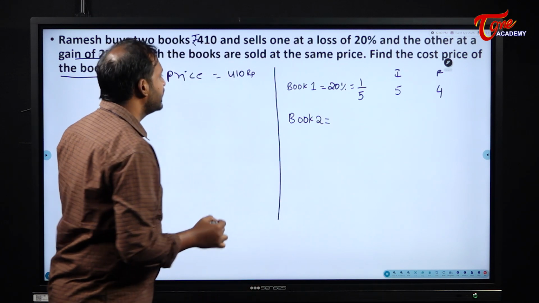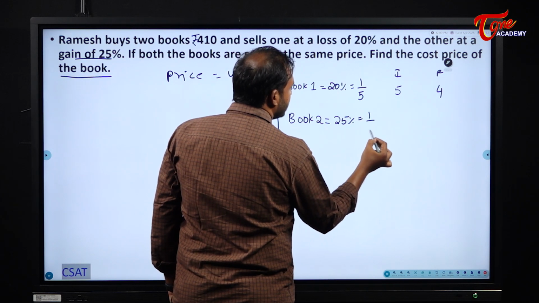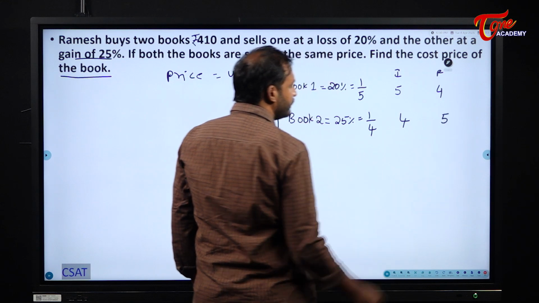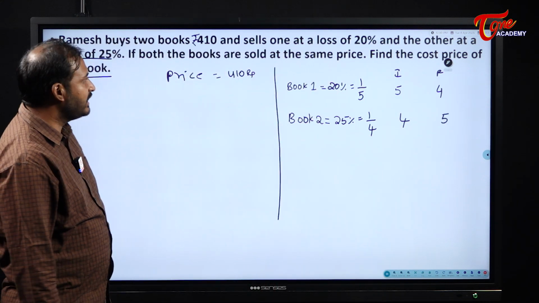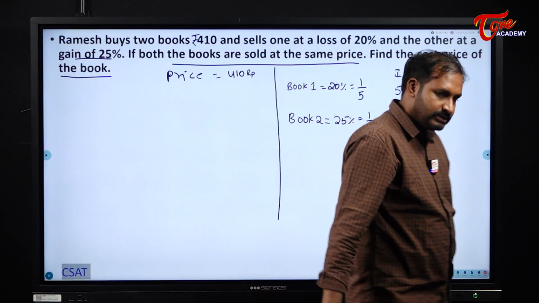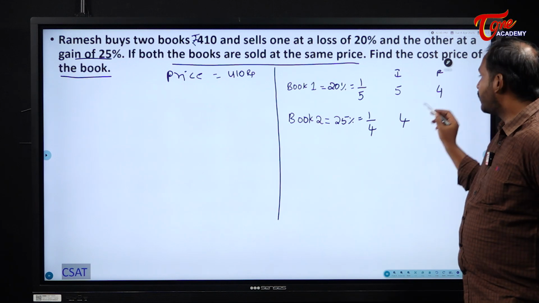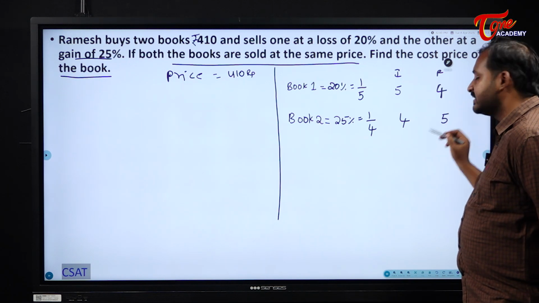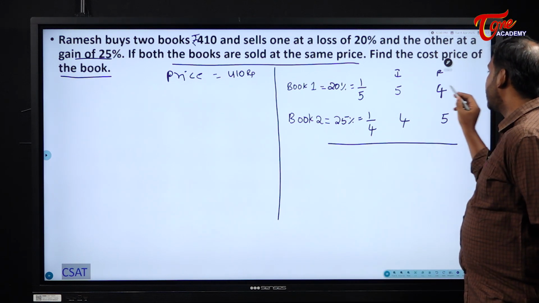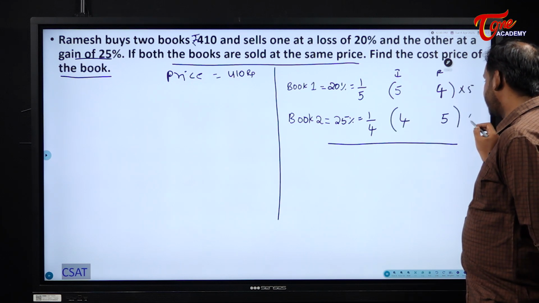Next, when it comes to my book 2, he is selling it at a gain of 25%. 25% will become 1 by 4. So initial will become 4, final will become 5. But in the question very clearly they showed both the books are sold for the same price. According to this, one became 4 parts and the other became 5 parts, right? So how can you equalize these 2 parts? By multiplying this equation with 5 and this equation with 4.